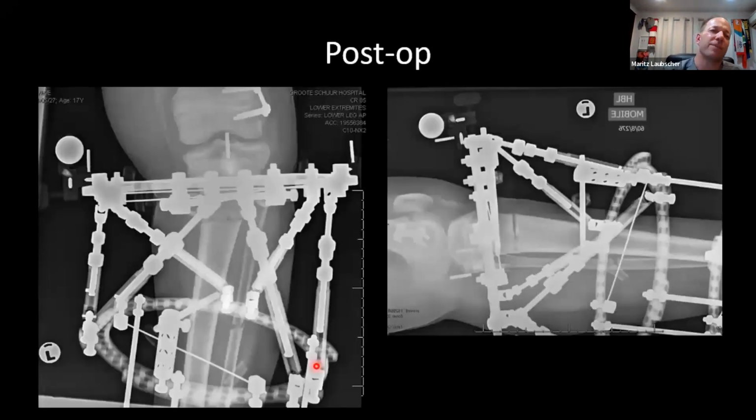So in this case, there's still some growth left. If you look, you can see the open physis in the distal femur. So we elected a gradual correction using guided growth in the distal femur, and for the tibia, an osteotomy with a gradual correction with the use of a frame.